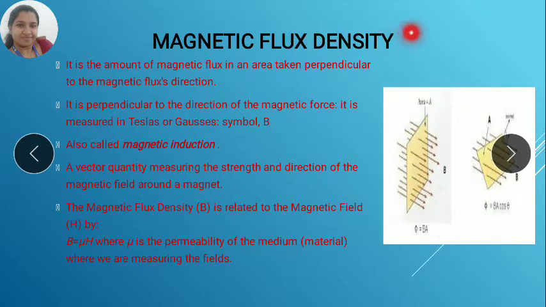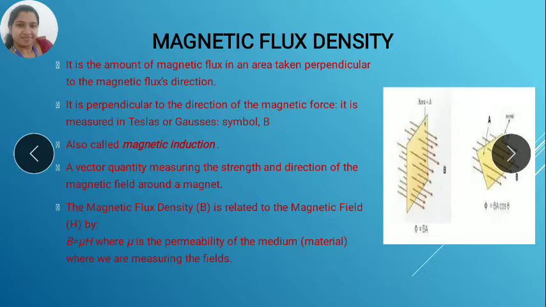Magnetic flux density is measured in Tesla, or Gauss. Its symbol is B, and it is also called magnetic induction. What is the meaning of induced magnetic field or magnetic induction? When a surface is held normal to the field, the body gets magnetized. How much magnetism is there, that is called magnetic flux density, or induced magnetic field, or magnetic induction. Magnetic flux density is a vector quantity, and with its help we can measure the strength of the given magnetic field.